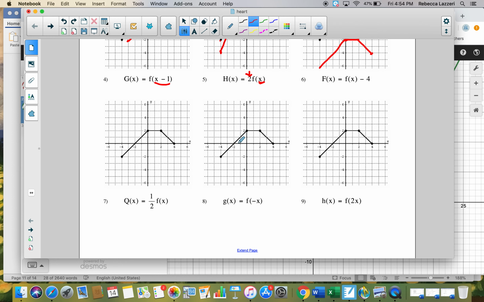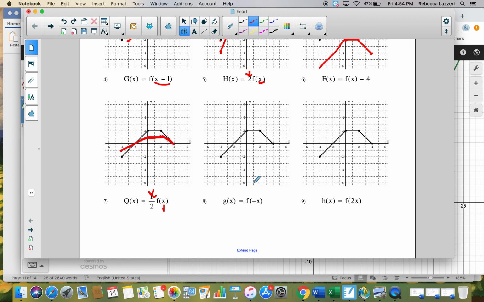All right, this one, nothing's done to x, so we don't do anything this way. This causes a vertical shrink. You take half of all of these numbers. Half of 2 is 1. Half of 2 is 1. Half of 0 is 0. Half of -2 is -1. It causes a vertical shrink. So this graph shrinks vertically. This is straight across and then down.